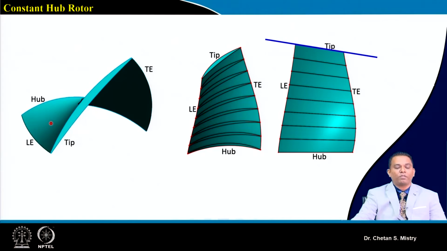Let's try to look at what kind of blade we will be getting. So this represents when we configure our rotor to be of the constant hub diameter type. This represents my hub station, my tip station, leading edge, and trailing edge.